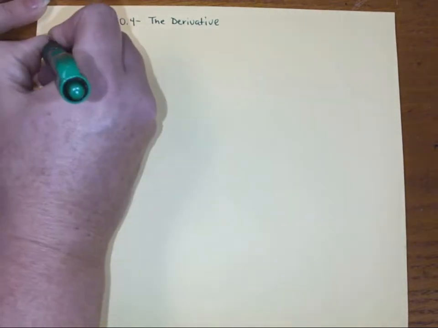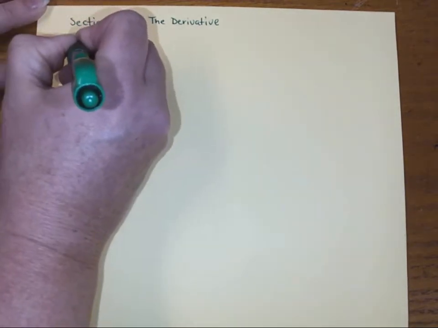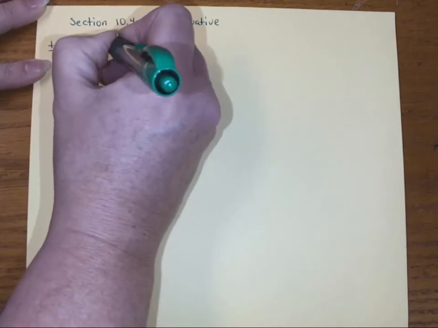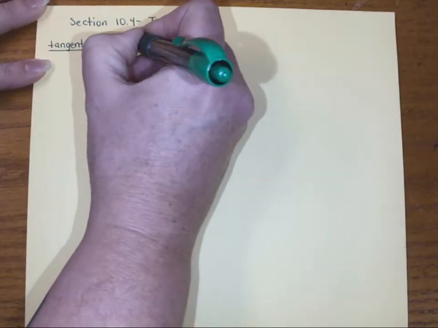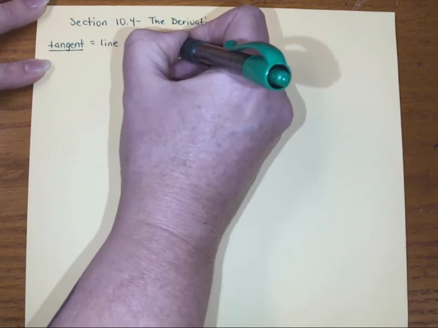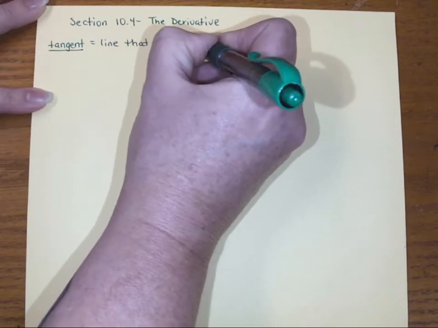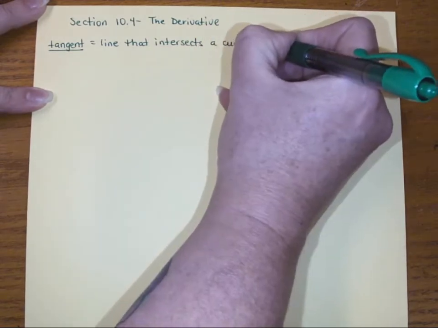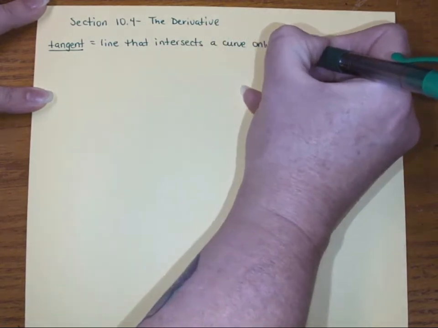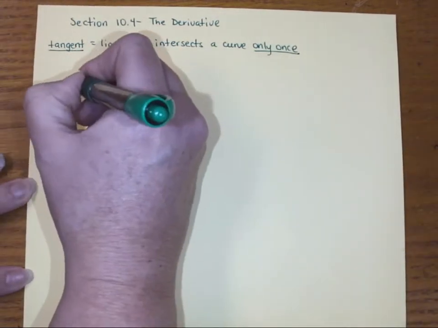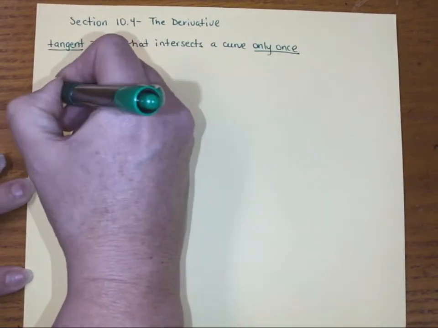But before we do that, I want to review a couple of geometry topics, which I know sounds weird. But we're going to be referring to something called the tangent line, and that's a line that intersects a curve only once. Okay, so let me show you an example of that. So let's say you had a curve that looked like this.